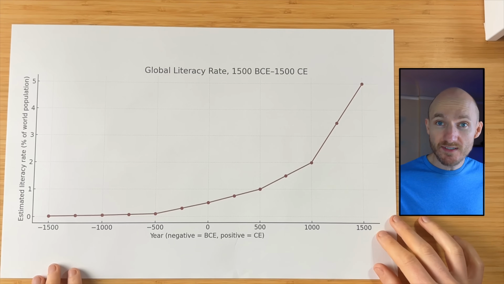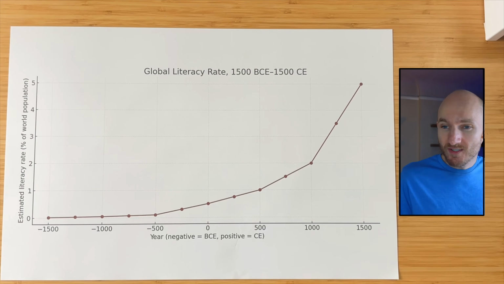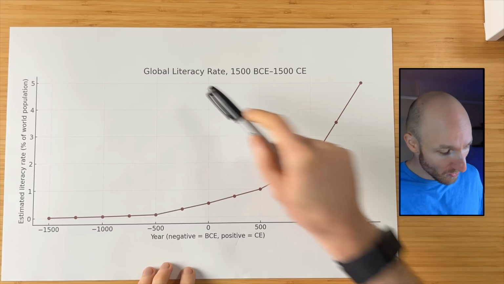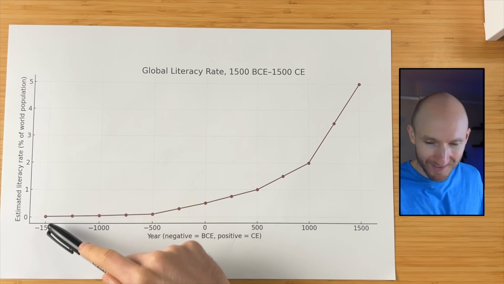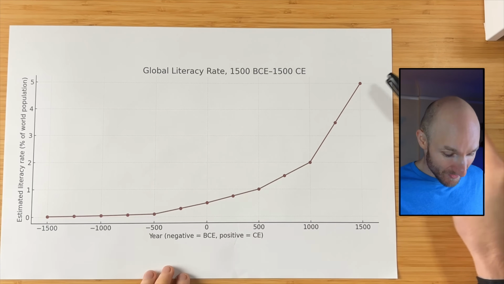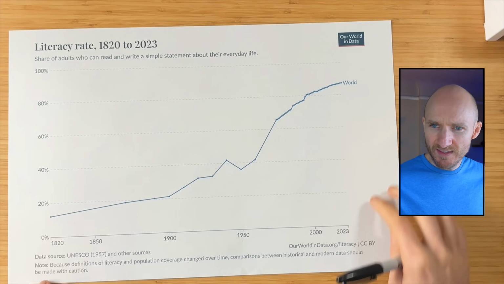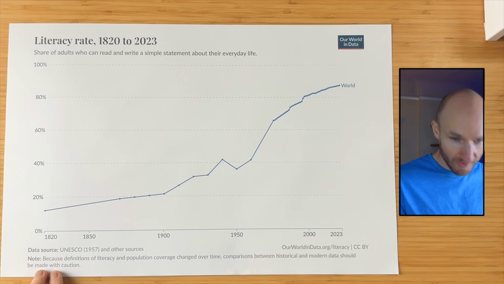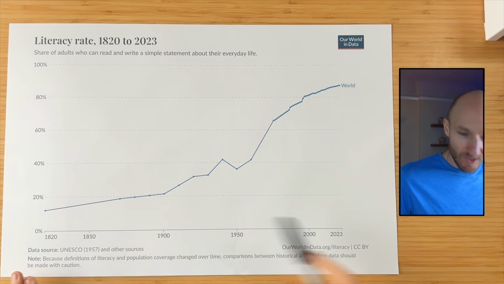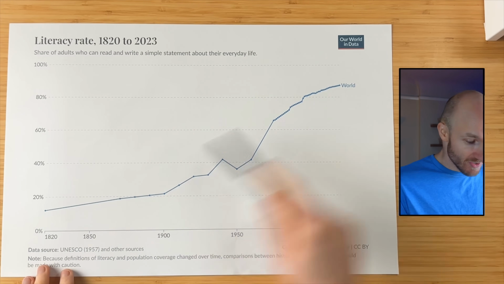Well, one of the first things that happened is we started to read and write more. So the global literacy rate went from roughly 0% up to almost like 5% by the end of this period. And that obviously pales in comparison to our modern literacy rate. This is from 1800 through now, which went from 10% to 90%.